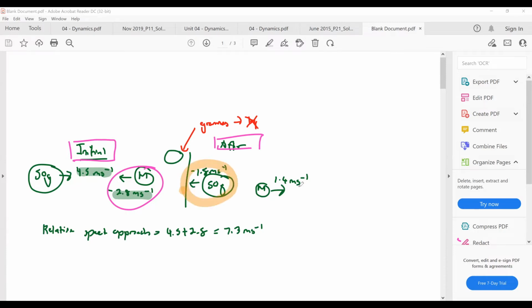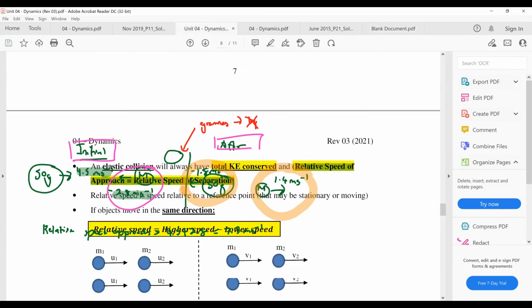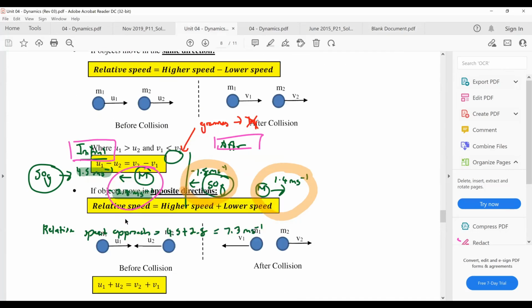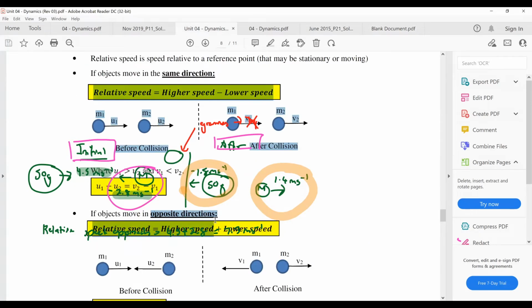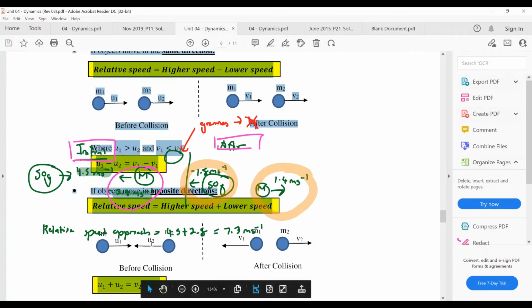Now, if you move on to what happens after the collision, the 50-gram mass will be moving towards the left, whereas the mass M itself will be moving towards the right. You'll notice that they're also still both moving in opposite directions. They're not moving in the same direction. Last week when I mentioned to you, when you want to find relative speed, whenever you see them moving in opposite directions, either towards each other or away from each other, you will always just add the speeds.